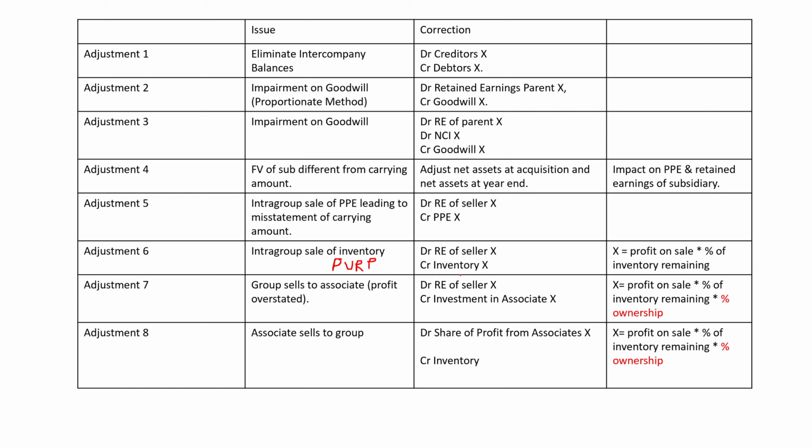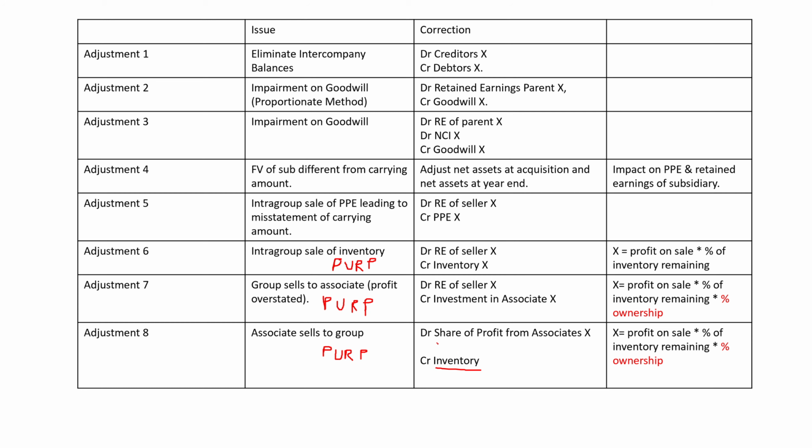Now you can also have a PURP adjustment where the group is selling to an associate, and that's leading to an overstatement or a misstatement of profits. Where the group is selling to an associate, you debit retained earnings of the seller. Now actually let's deal with adjustment 8 first. So if the associate is selling to the group, I'll just put PURP because it's the same. You credit inventory. You always put the credit to inventory. Where possible, always put the credit to inventory.